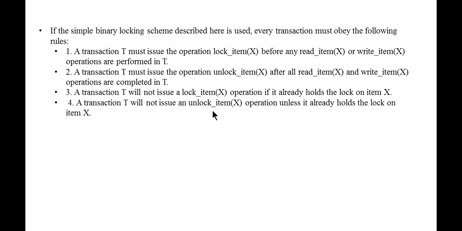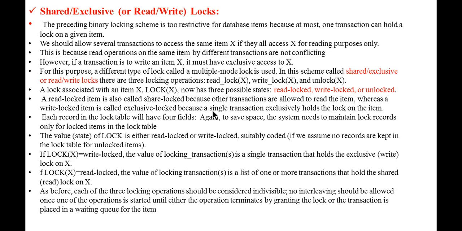So what is the problem in this binary locking scheme? Whenever a transaction wants to read or write the data item X, X must be locked. If X is locked, then other transactions cannot even read, cannot even write. But if simultaneous transactions are trying to read the value of X, then practically it is not a problem. If many applications or many users are trying to read the value of X, reading a value is not a problem because they are not going to modify the value. So simultaneous read is not a practical problem.